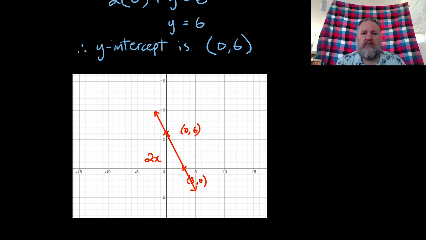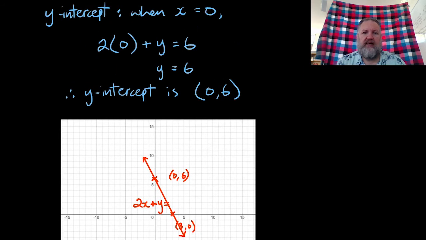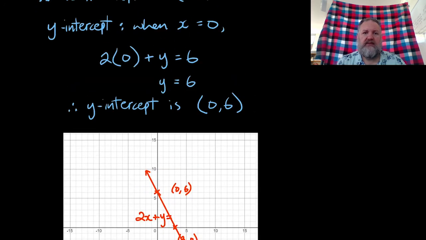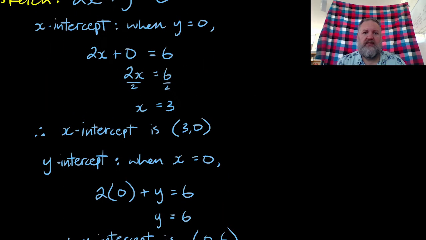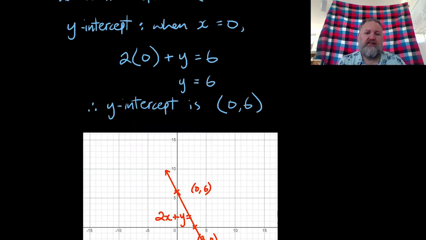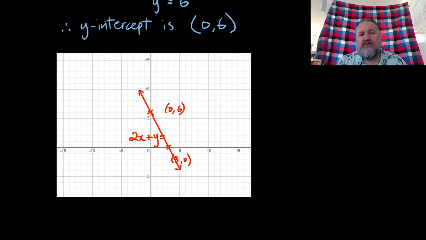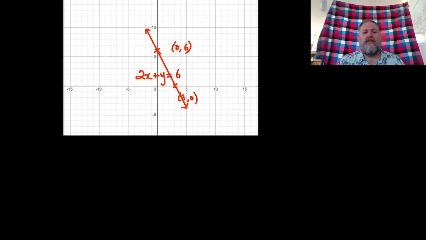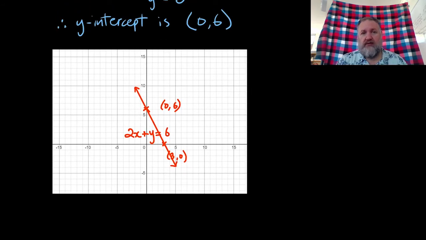This was 2x plus y equals, I forget that last bit, 6. Is that what it is? 2x plus y equals 6? Yeah, there it is. Sketch 2x plus y equals 6. So I can say that this is 2x plus y equals 6. And now I've sketched my line based on the y and the x intercepts. Okay, so that is something that we have also done.